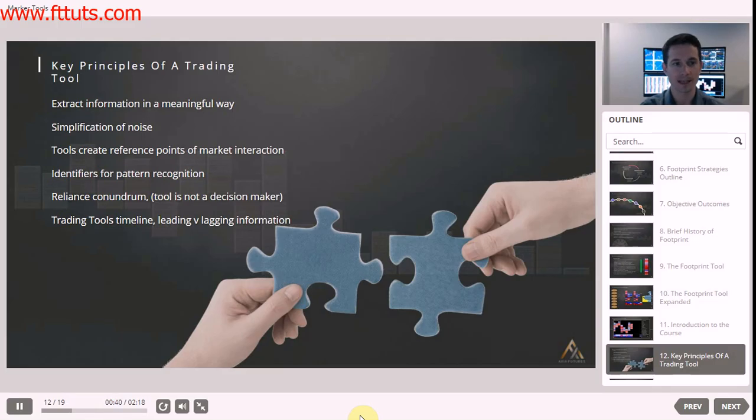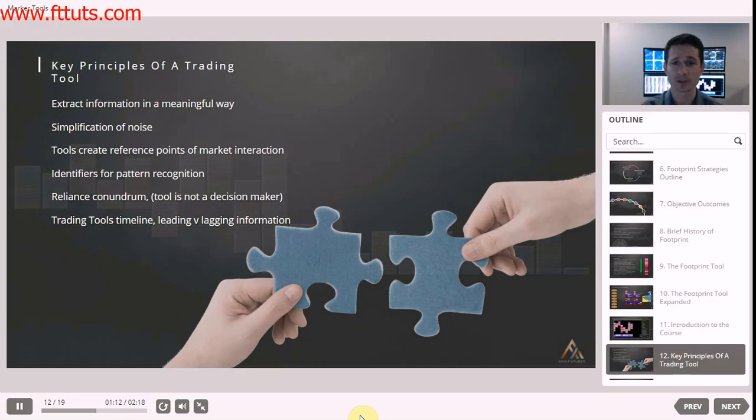Now, one of the key principles of a trading tool is that the tool is there to extract information in a meaningful way. Like I showed you in the example on the blackboard, the footprint is merely taking all the information available and putting it into a summarized version so that I as a trader can make effective decisions. By that very nature, if it's summarizing all the information, it's effectively simplifying and reducing all the noise.